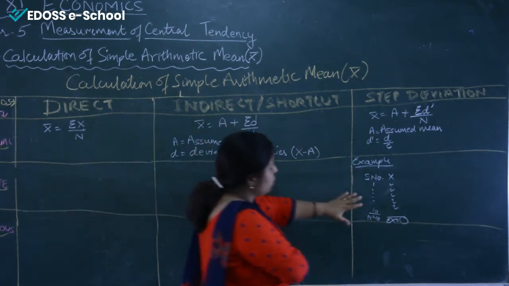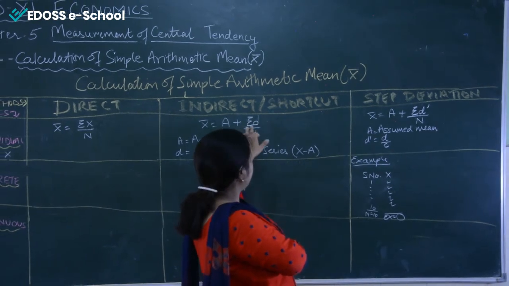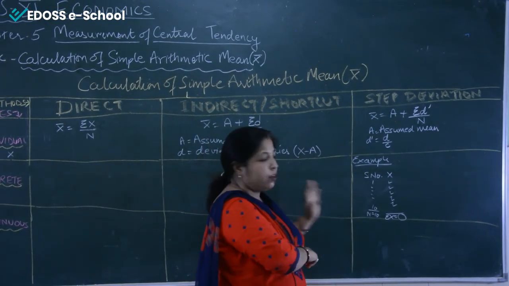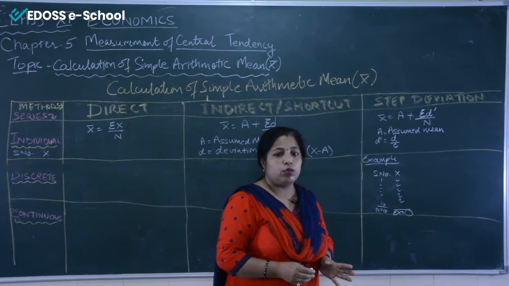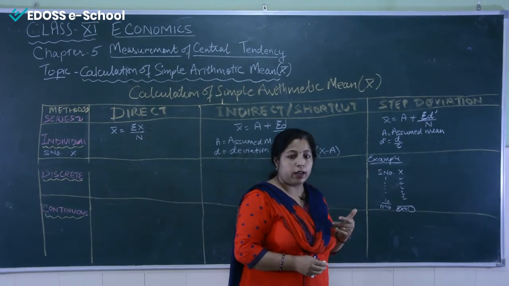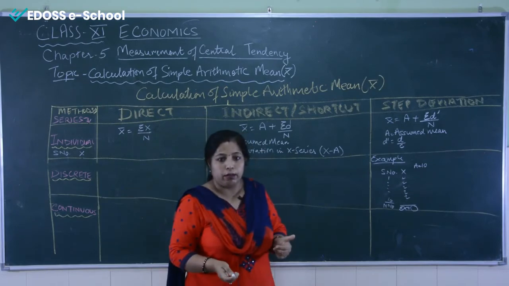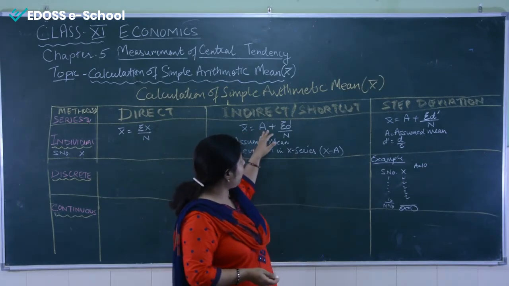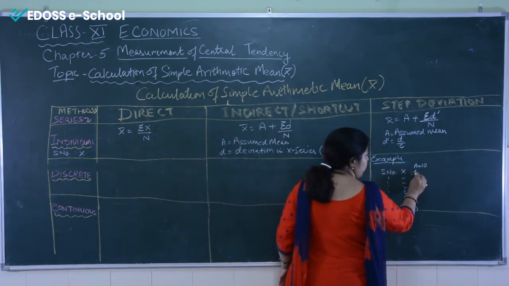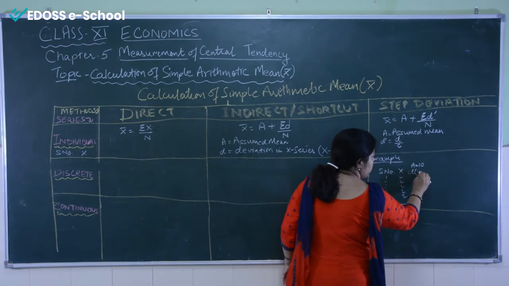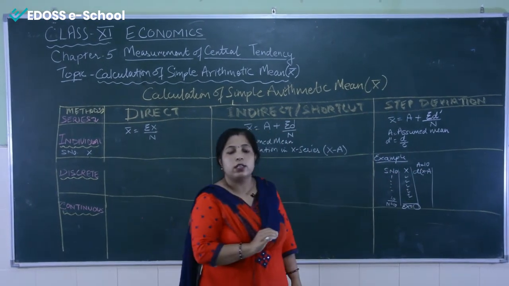The second way: suppose these two columns are already ready. In this, first of all, we have to assume one number. From the X series, we can assume any number, whatever we feel like. Suppose I am assuming A to be 10. With the help of A, we calculate D. D is deviation, so the next column we will create will be of D. And the formula for D is X minus A. These are the columns which we have to make while doing the solutions.